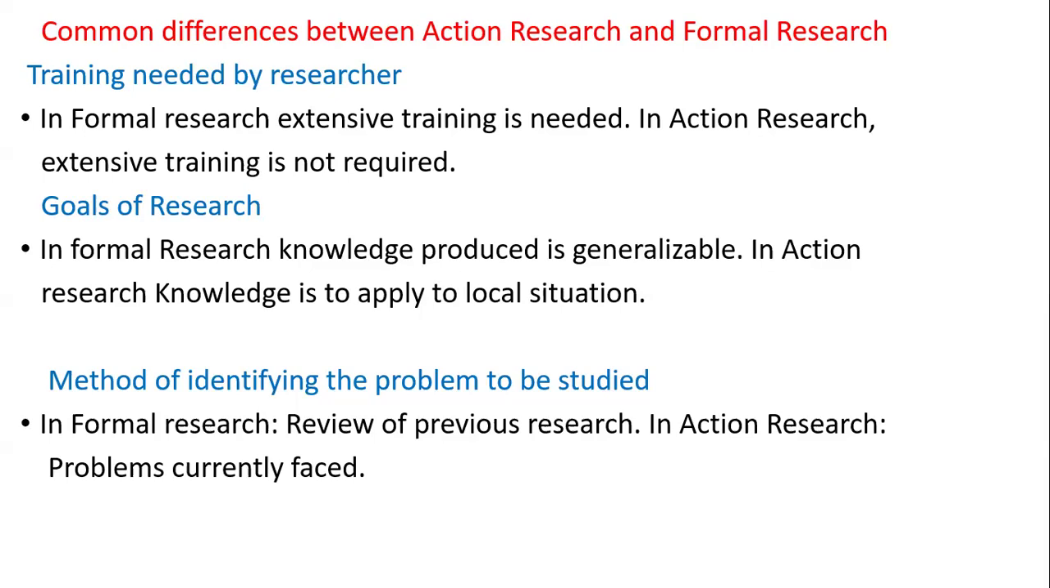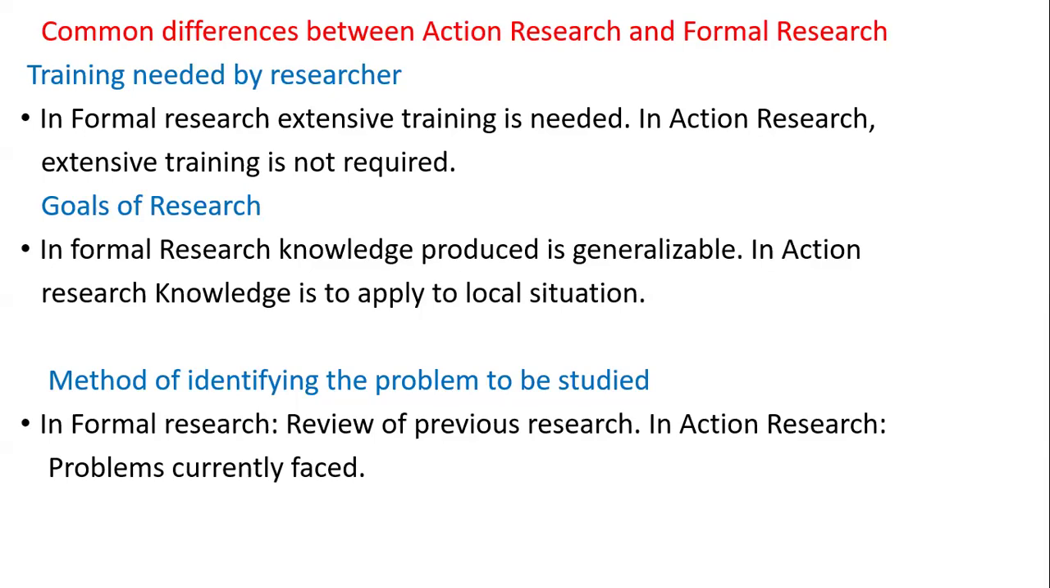We generalize. But in action research, it is only for a certain number of people, or for a school or an institute, only for a small area. So, the method of identifying the problem to be studied: informal research, review of previous research. They review. They just go to the other previous research. They read a lot and they review.